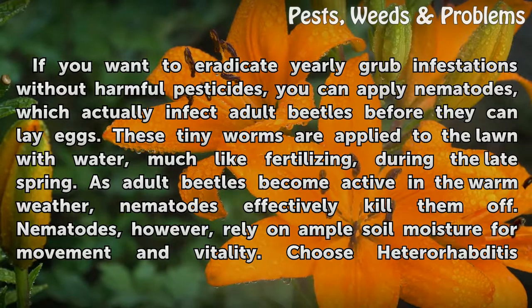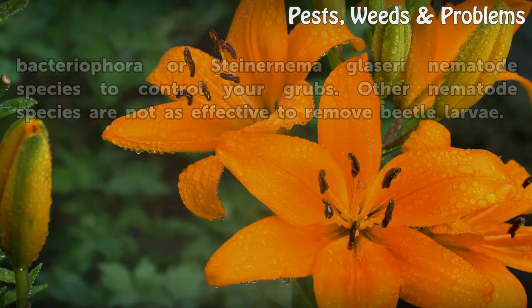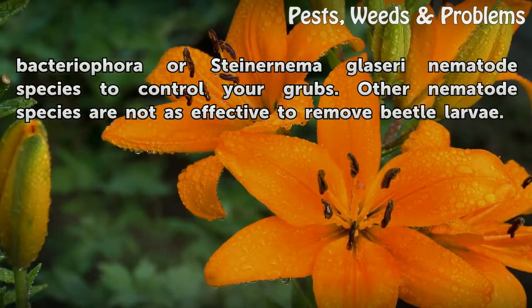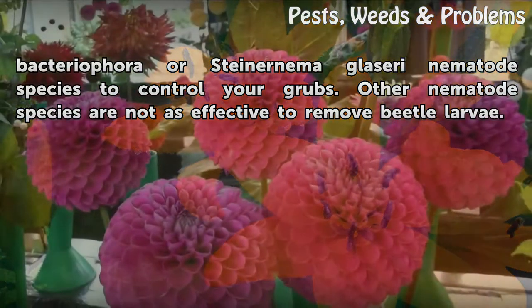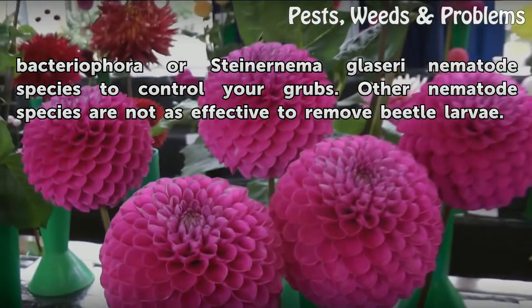Nematodes, however, rely on ample soil moisture for movement and vitality. Choose Heterorhabditis bacteriophora or Steinernema glaseri nematode species to control your grubs. Other nematode species are not as effective to remove beetle larvae.